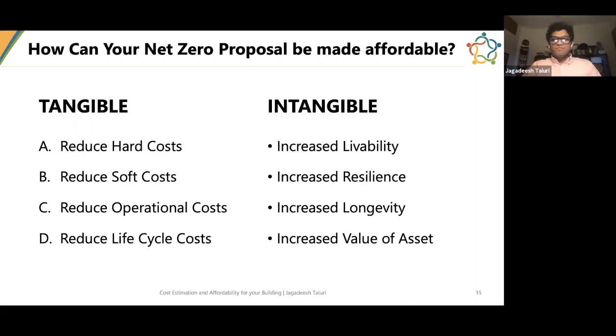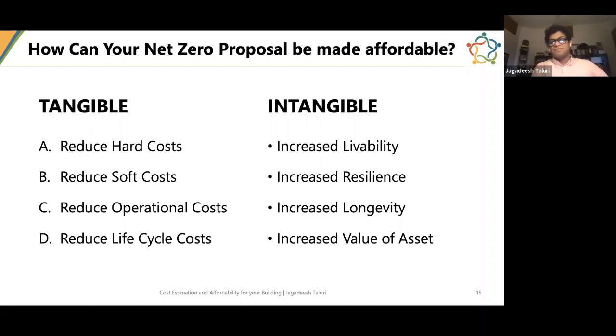The well-designed net zero energy buildings tend to be far more livable. They're healthy buildings. They are not like the normal buildings. And they have far more resilience in case of drought, or in case your building is cut off from the regular water supply, electricity, or any of the things in case of any event. The net zero energy buildings fare better because they're designed to be resilient. And they also have longevity.